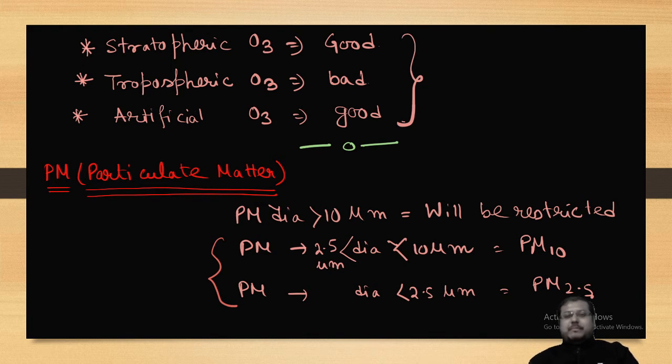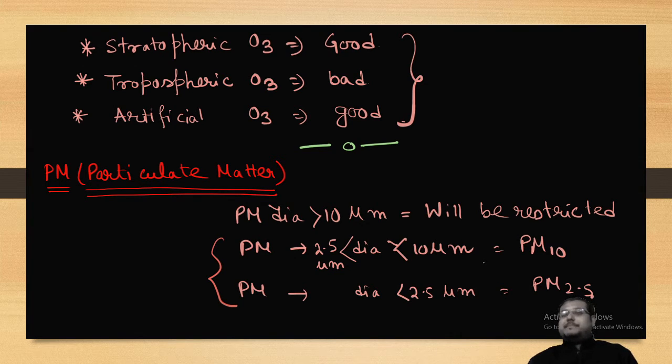But if the particulate matter diameter is more than 10 micrometer, then that will be restricted by the hairs in our nostrils. They are actually acting as the filter media. But if the particle diameter is less than 10 micrometer, it will not be able to restrict it.